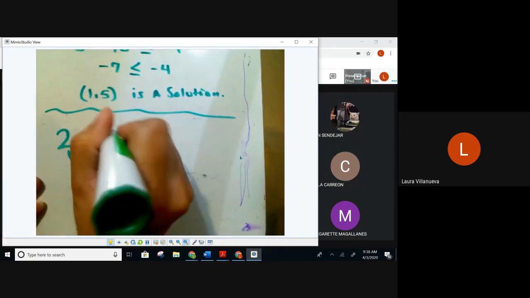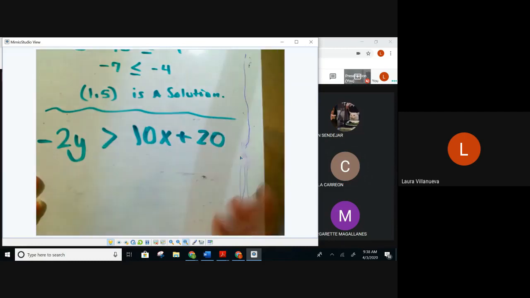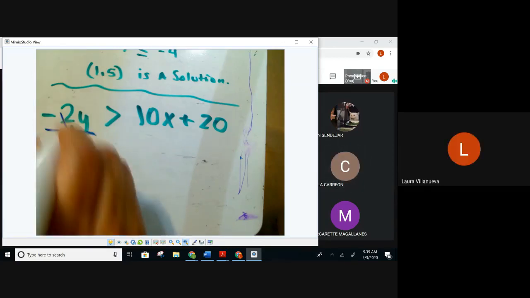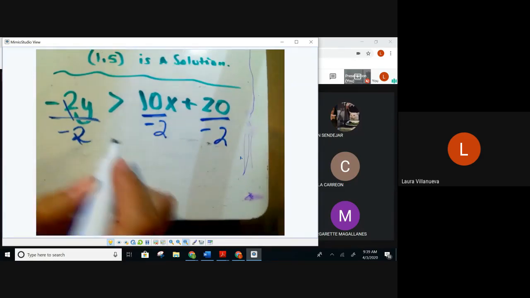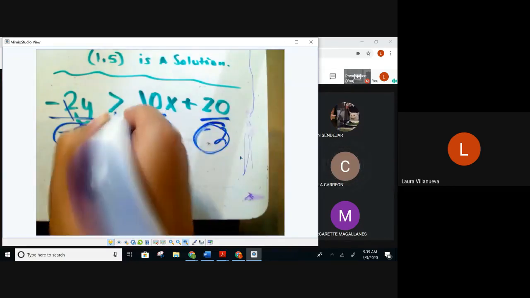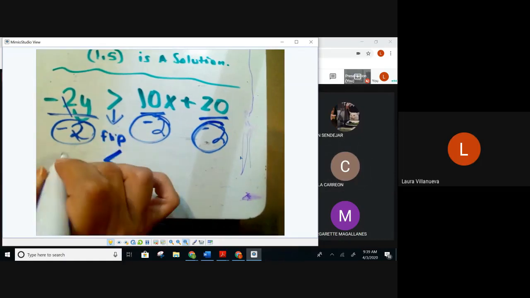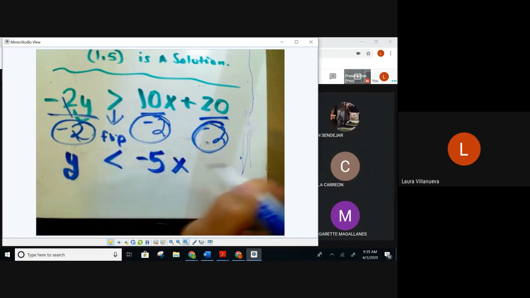A little bit of reminder from last time. You have -2y greater than 10x plus 20. How do you solve this in order to graph it? You want it in y equals mx plus b form. Divide by -2, divide by -2, divide by -2. When you divide by a negative, what happens to your inequality? It flips. So it's actually y less than -5x minus 10.